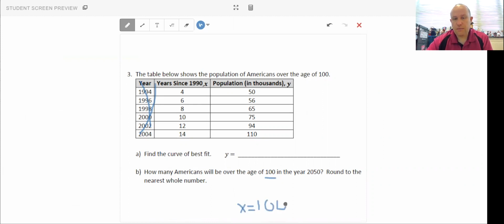If we look at what the X value is for this, it tells you here. This says years. This does not say age. This table includes people who are 100 years old. So 100 is not the important number for the prediction. This is the important number, 2050.